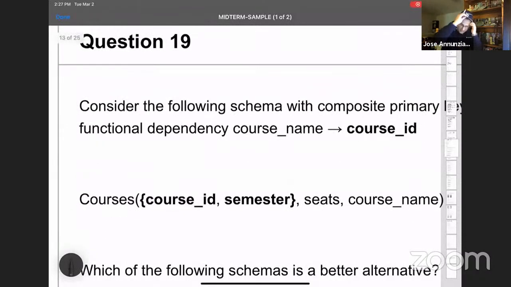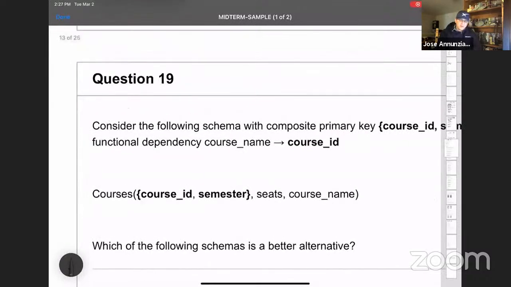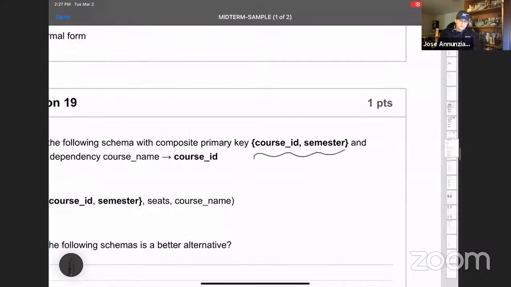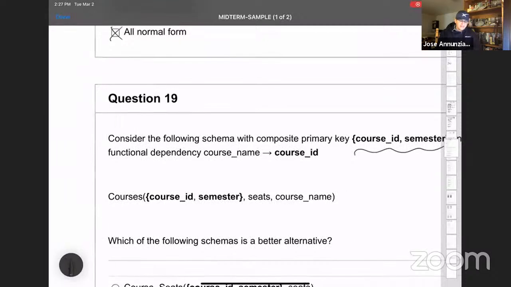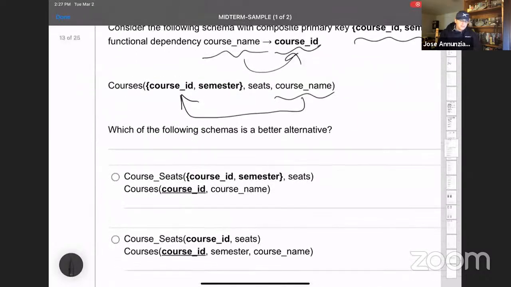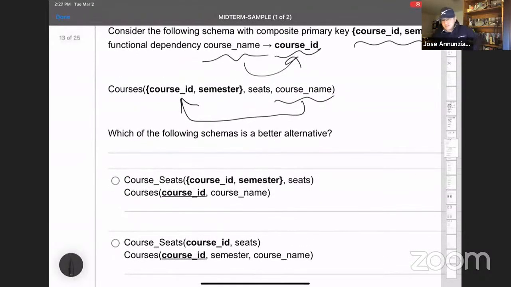So question 19: consider the following schema with composite keys, primary, course ID and semester. And there's a dependency between course name and course ID. And the question is, how would you fix it? What would be a better alternative? How would you fix it?